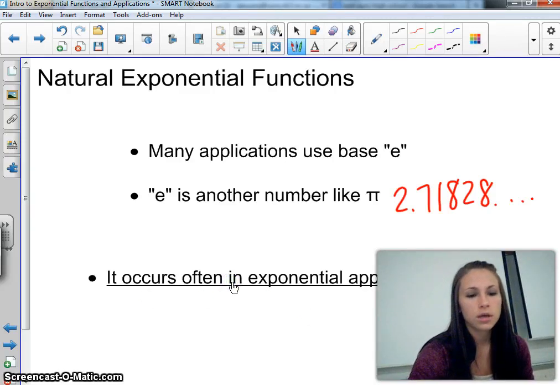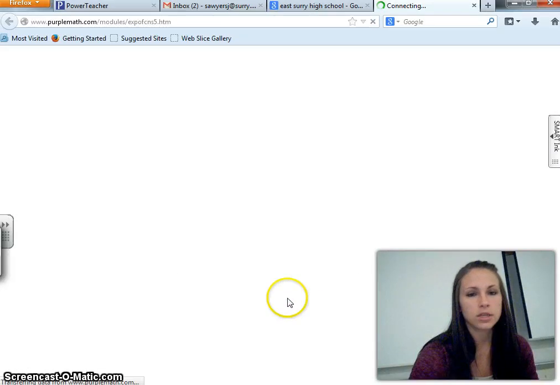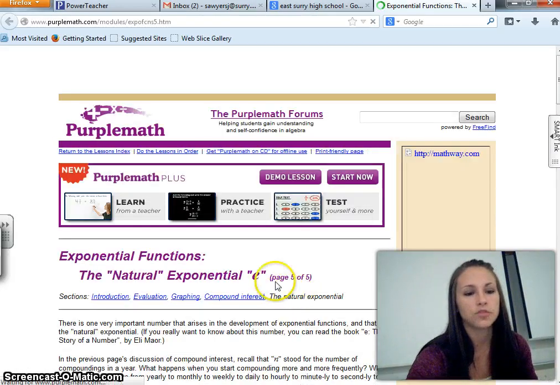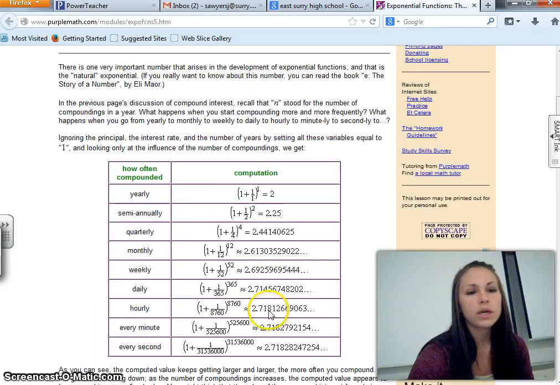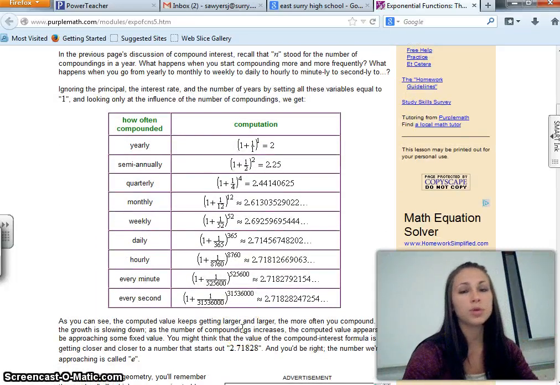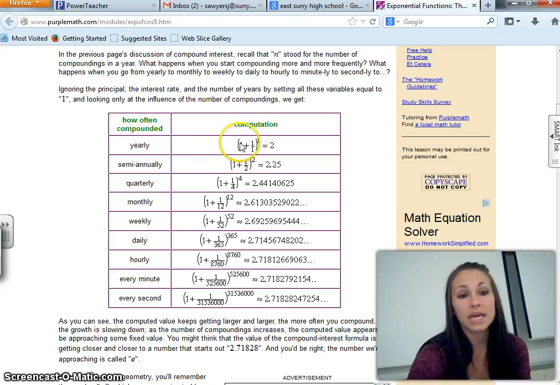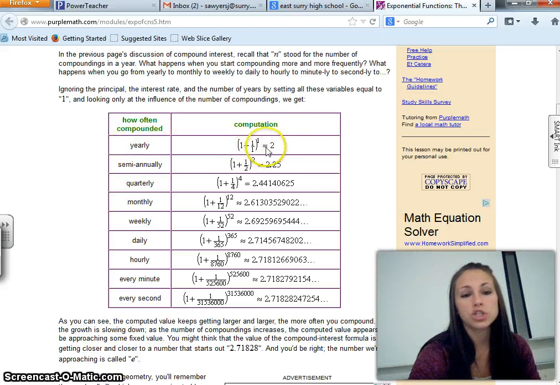So let's look at this website that I found that I think does a real good job of explaining where e comes from. If we just disregard the principal amount, because it's going to work the same for every amount that we would start out with, the principal would just go in front of this parentheses right here. But I'm going to look at what happens to this base, because e is a base. I'm just going to look at what happens to this base as I compound more and more often. If I compound yearly, that's once a year, so I plug in 1 for all of these things, and I just get 2 as my number that my base would be.